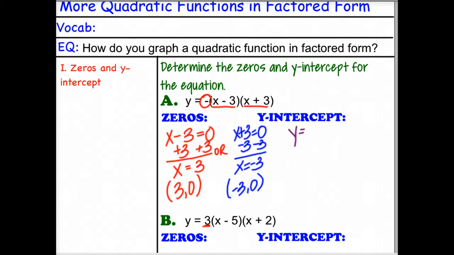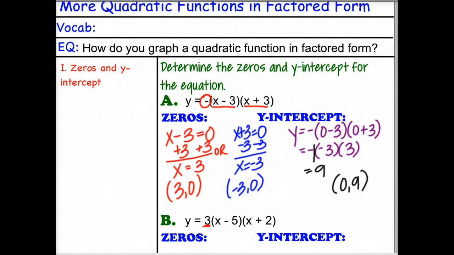y is equal to the negative of (0 minus 3) times (0 plus 3), which means I have a negative of negative 3 times 3. And if you recall, that negative out front means like we're multiplying by negative 1. Negative 1 times negative 3 is 3. 3 times 3 is 9, which means that my y-intercept is (0, 9).